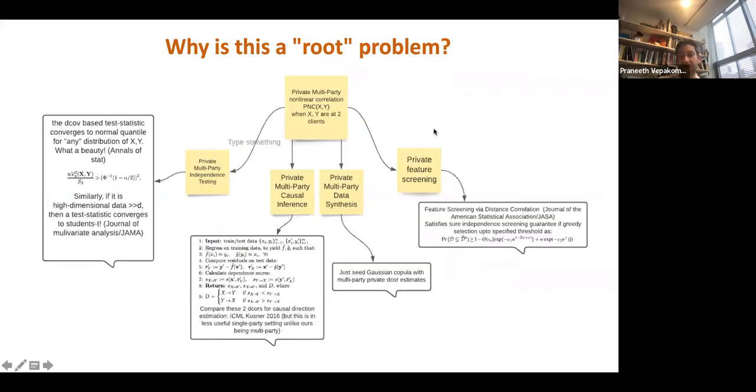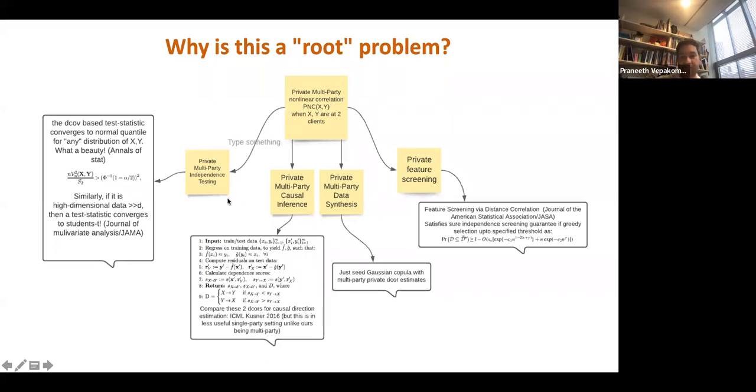I'll tell you more about in what. At the same time, if you could solve the private correlation problem in these distributed setups, it ends up being a root problem, some sort of a central problem, on whose solution the solutions to many other downstream problems hinge. So if you can solve this original problem, you would end up getting solutions for many other important problems in statistics or data science.